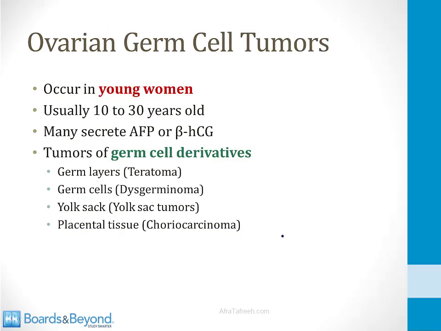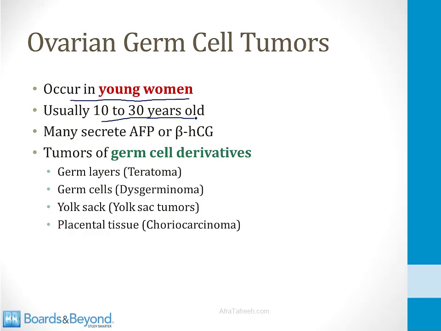One of the most important things to always remember about germ cell tumors of the ovary is that they tend to occur in young women, usually 10 to 30 years of age. And this is in contrast to most ovarian tumors, which usually occur in older postmenopausal women, especially the most common type, the epithelial cell tumors.